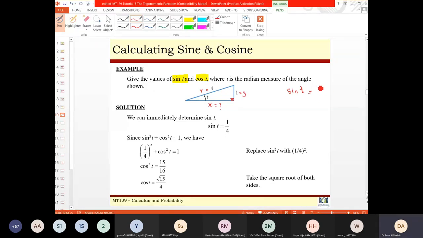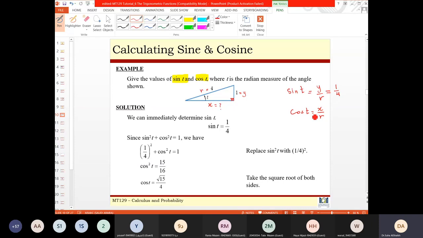Sine t is equal to y over r. And cosine t is equal to what? x over r. Yeah. The y is given and the r is given, so I can simply find the sine t. It is 1 over 4.